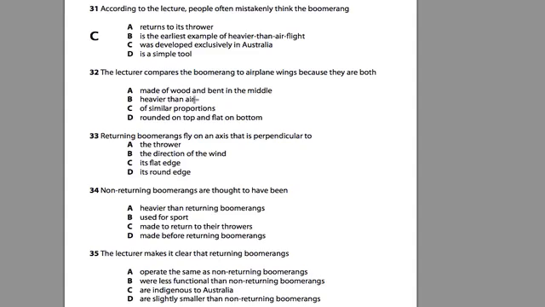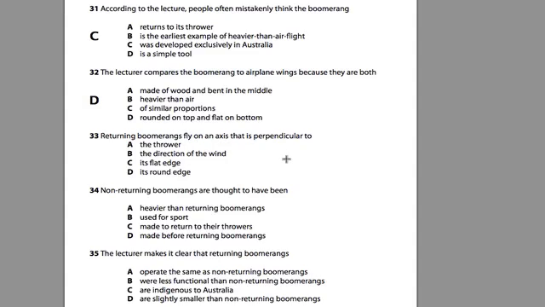Heavier than air? No. He doesn't mention that. Of similar proportions? Again, not really mentioned. Rounded on top and flat on bottom. That's the answer. That's what he states. They both have a rounded top and they're flat on bottom.